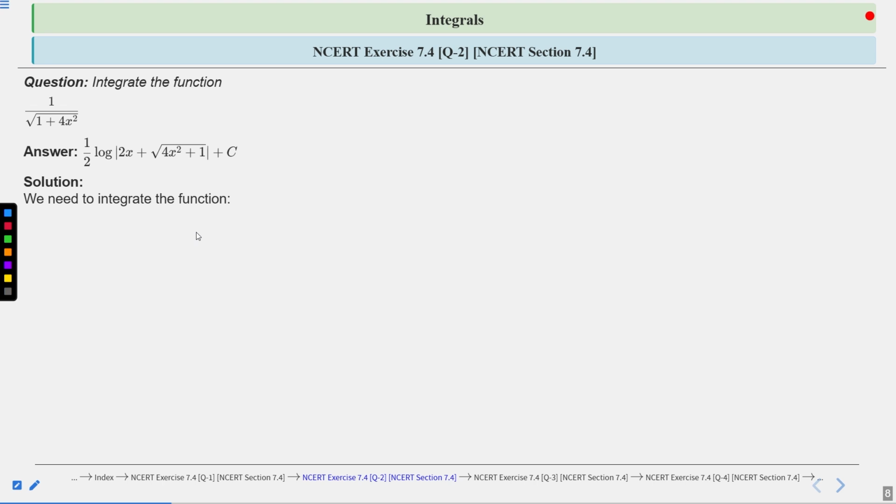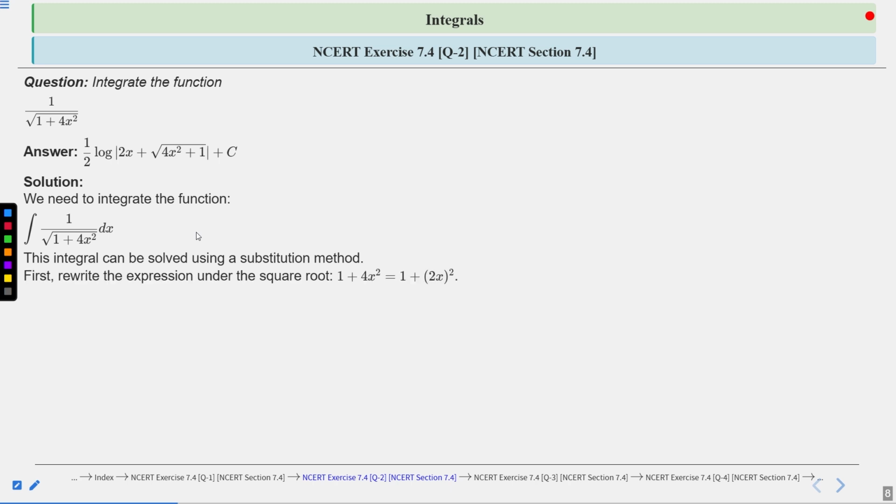We need to integrate the function. So we can write the integral of 1 upon root over 1 plus 4x square dx. This integral can be solved using a substitution method.